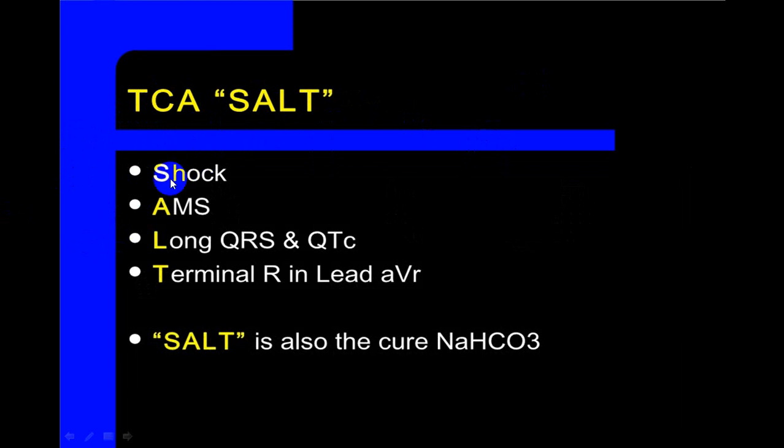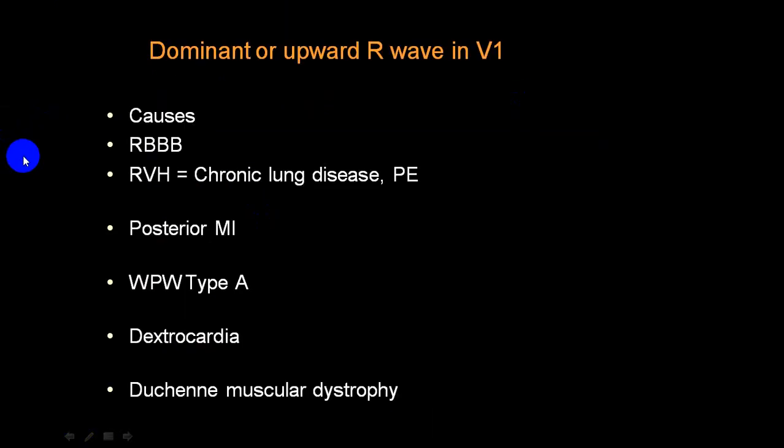There are a few signs: shock, altered mental status, long QRS, QT prolongation, and terminal R in AVR. If you get SALT positive, it is in favor of tricyclic antidepressant poisoning, and the method of treatment is soda bicarb. So you will have to give soda bicarb IV. In other words, if you get dominant R wave in V1, it is in favor of RBBB, RVH, posterior MI, WPW, dextrocardia, Duchenne myopathy.